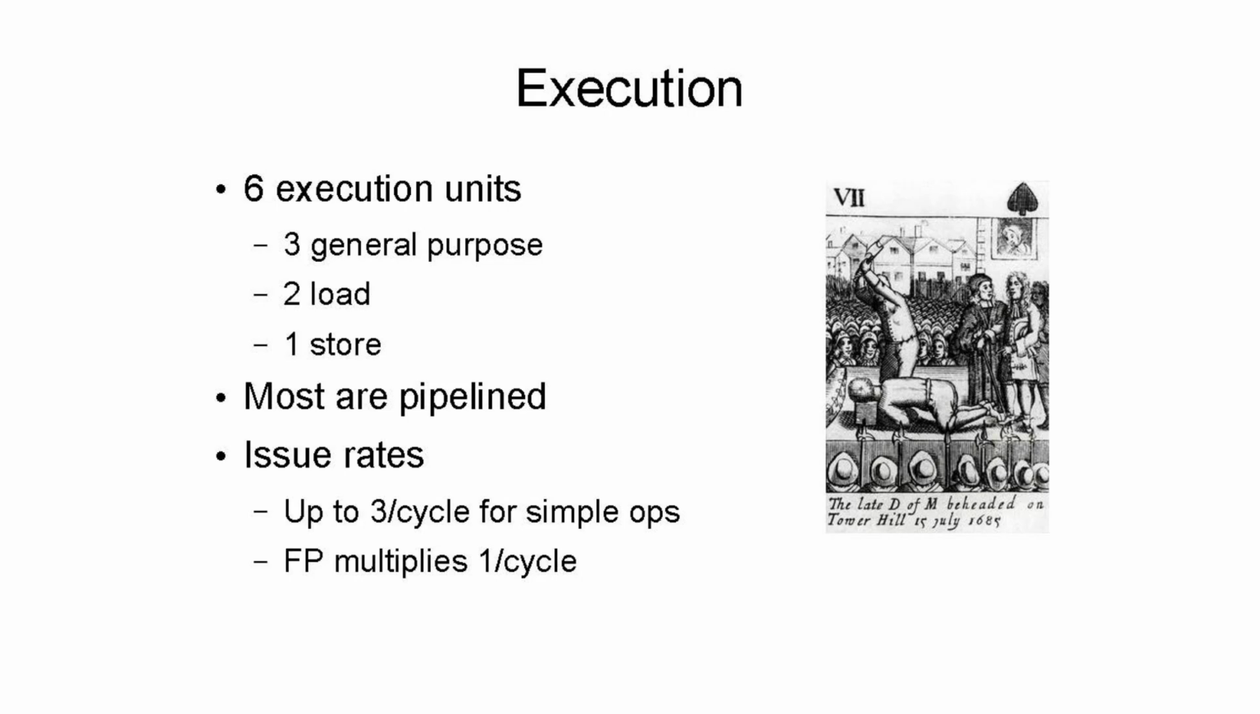Yes, we have 6 units. They're mostly pipelined themselves, so that means that each unit, say a multiply unit, may take 6 clock cycles to complete, but we can start a new multiply every single cycle. So although the individual results of one multiply aren't ready until the 6th tick, we can start a new one each clock cycle. This means that the issue rates down here are up to 3 per cycle.